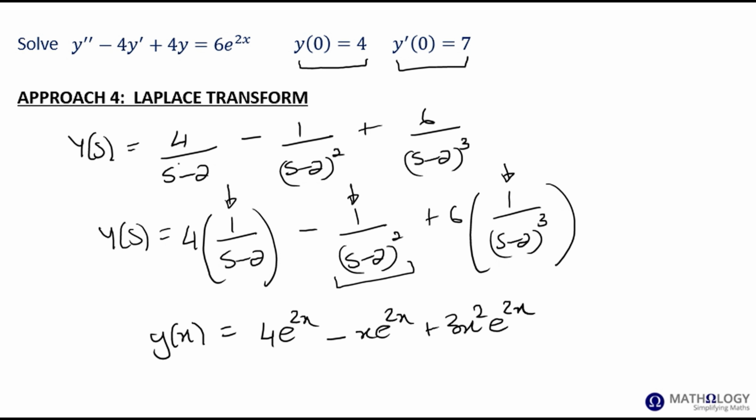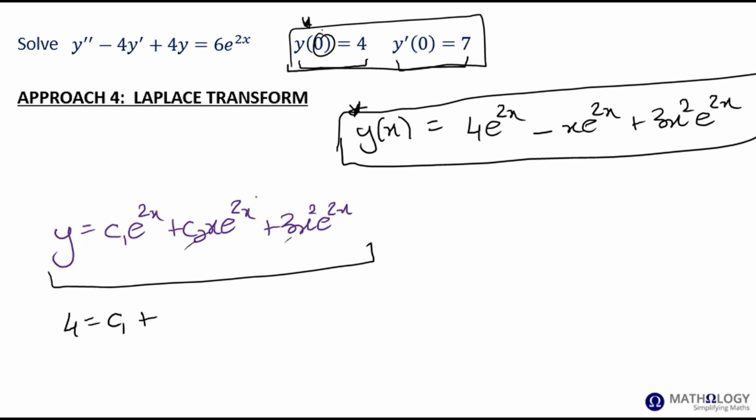Okay, so this expression here is the solution we got with the three previous approaches. We're now going to apply these initial conditions to this general solution. So when x equals 0, y will be 4. So 4 equals c1. X is 0, so we'll have e to the 0, which is just 1. X equals 0, so this term is going to fall away, as is that term. So c1 equals 4.